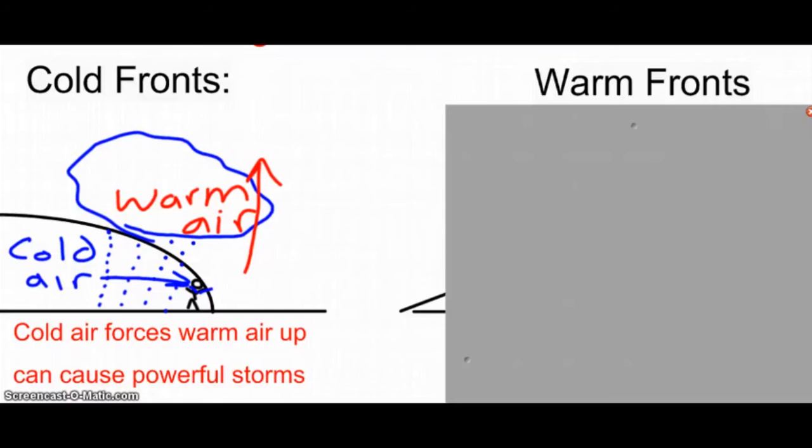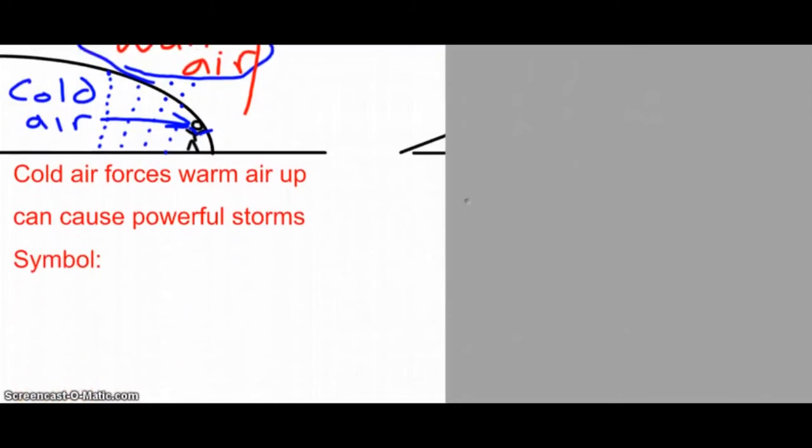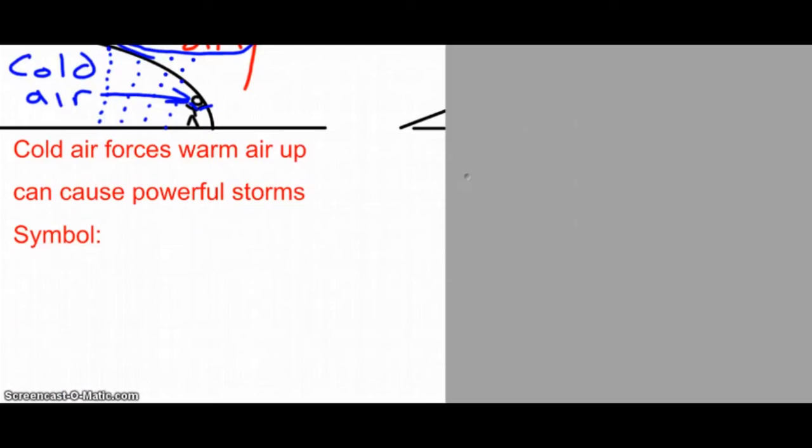Now the symbol for a cold front is a line with little half circles on it. Those half circles always point in the direction that the front is moving. So basically this line here, and this front is moving this way, moving into that. That's the symbol for a cold front.